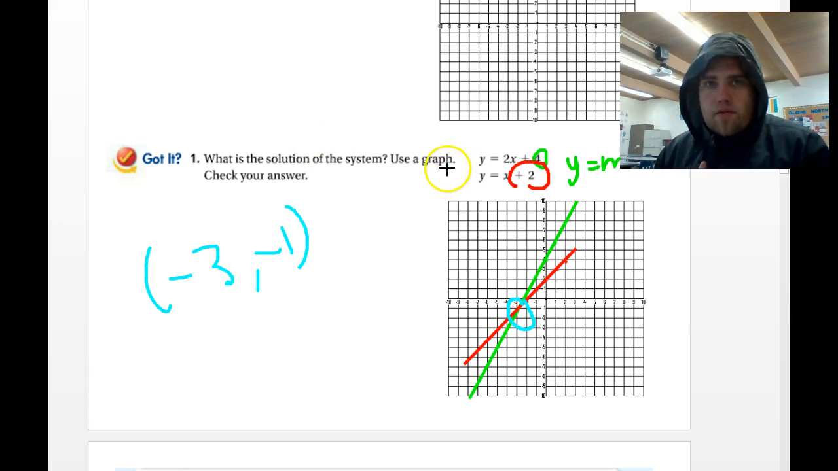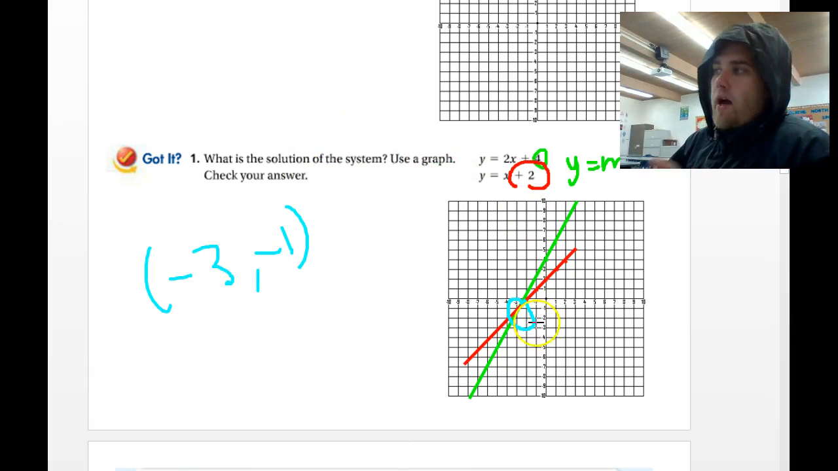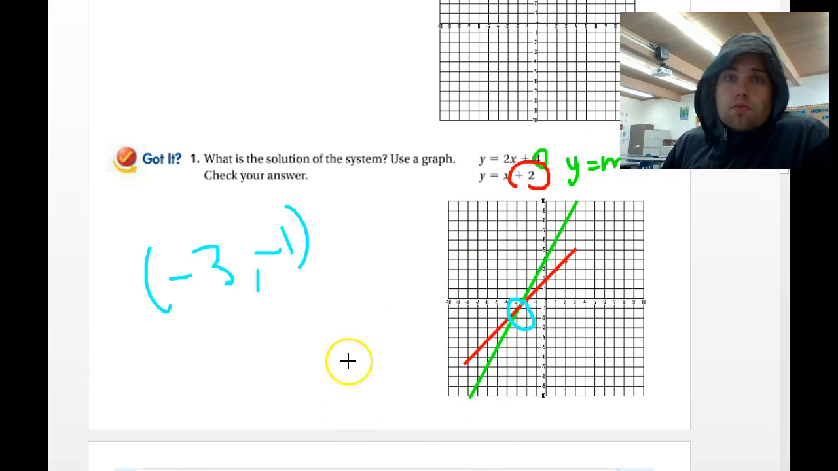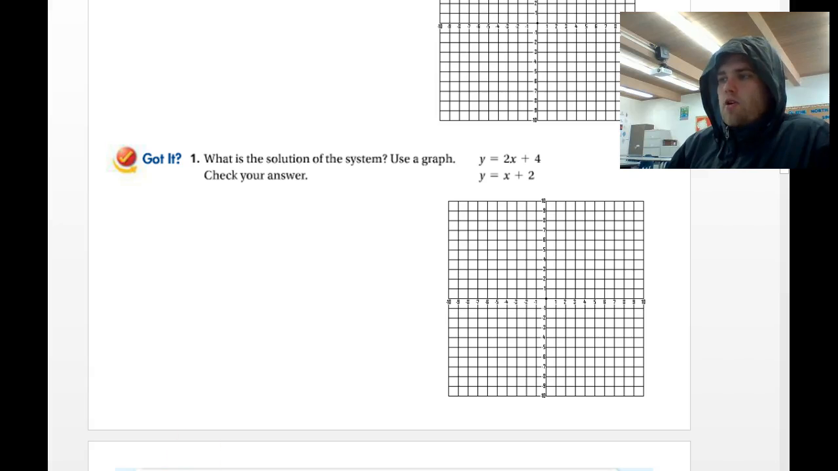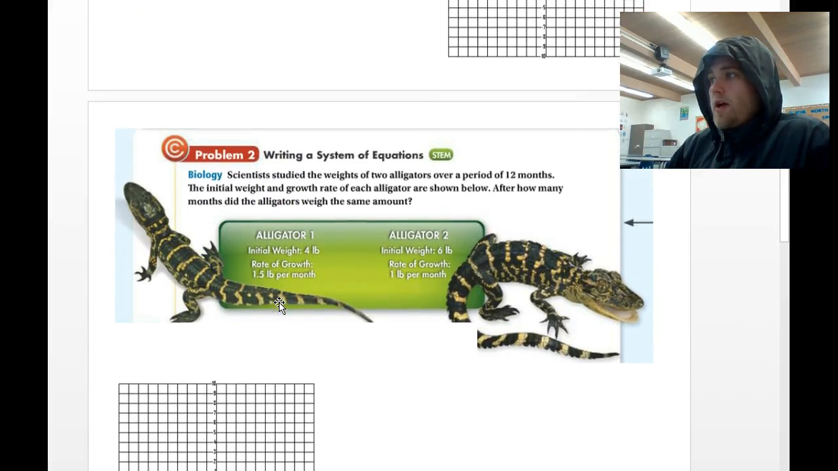You guys know how to graph. Trust me, if you forgot how to graph, it'll come back to you. Okay? So that's all we're doing. We're just graphing and looking for where the points cross. Simple enough. You guys are smart people. Okay, so turn the page.